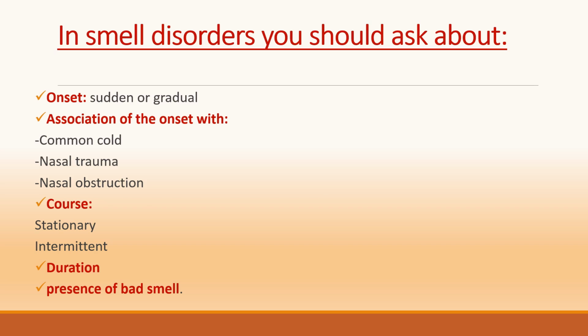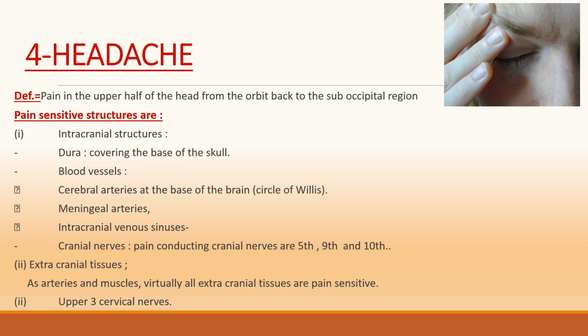Headache. The definition of headache is the pain in the upper half of the head from the orbit back to the suboccipital region. Pain-sensitive structures are intracranial structures like the dura covering the base of the skull, blood vessels like cerebral arteries at the base of the brain, circle of Willis, meningeal arteries, intracranial venous sinuses, cranial nerves.